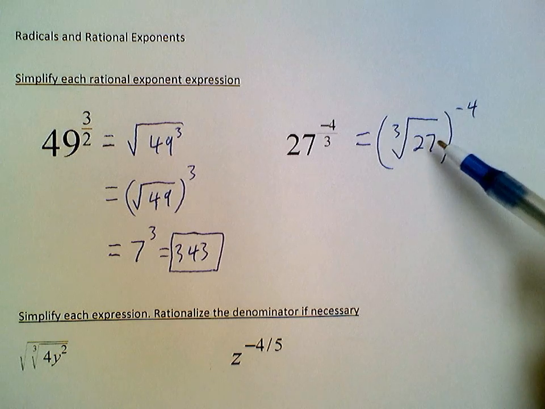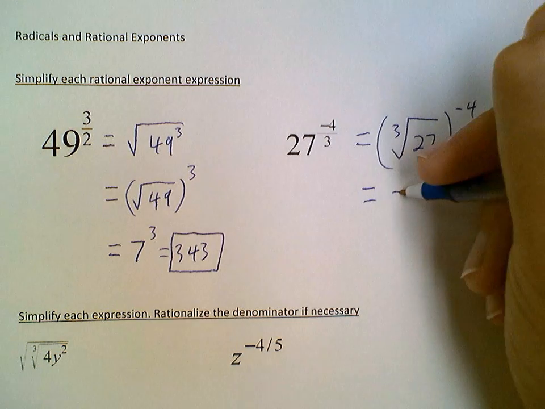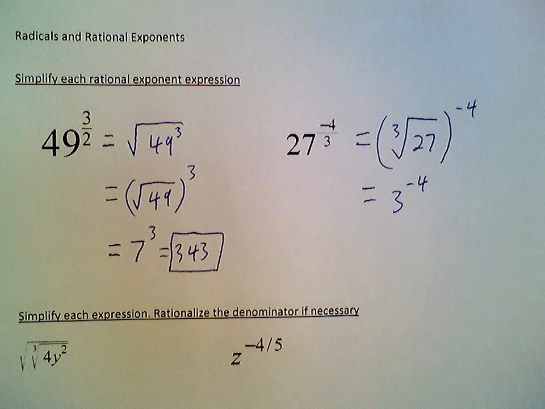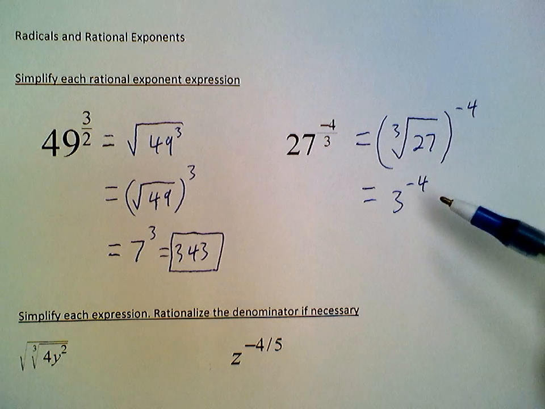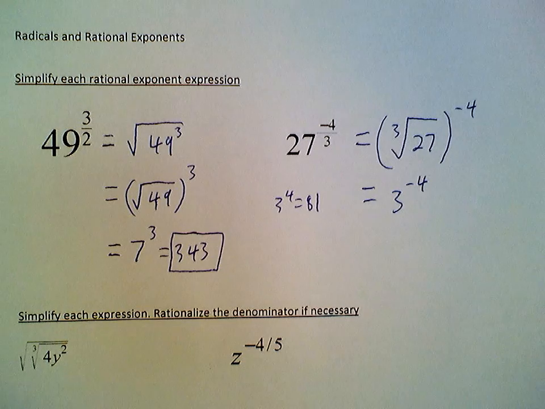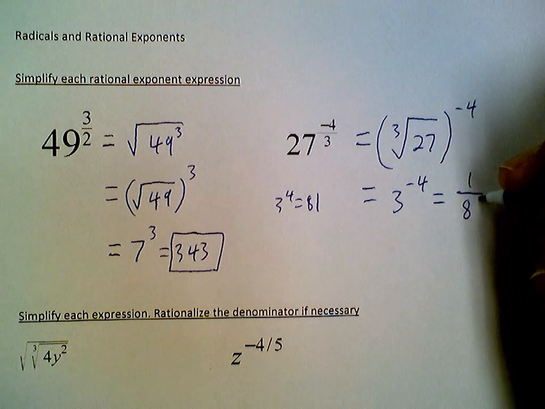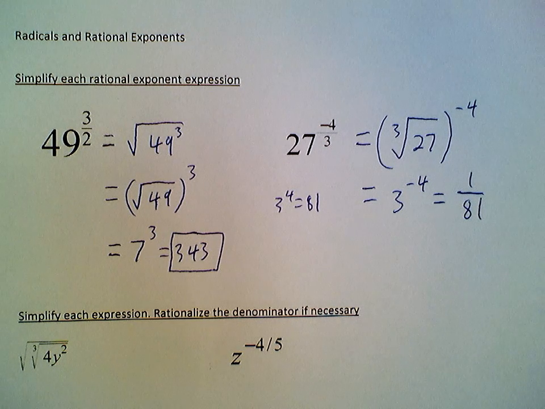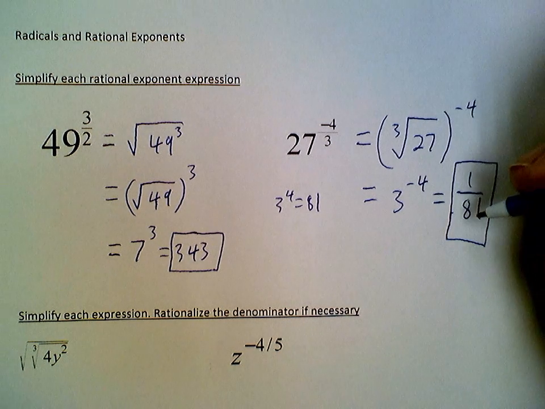So cube root of 27, 27 is a perfect cube, so cube root of 27 is just 3. So what I ended up with is 3 to the negative 4th power. Now, what is 3 to the negative 4th power? Well, 3 to the 4th power is 81. So 3 to the negative 4th power is the reciprocal of that, or 1 over 81. Remember that a negative exponent just makes something its reciprocal or changes it into a division. So my final answer in this one is 1 over 81.